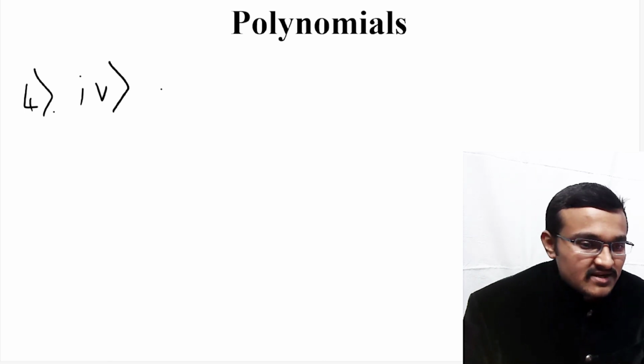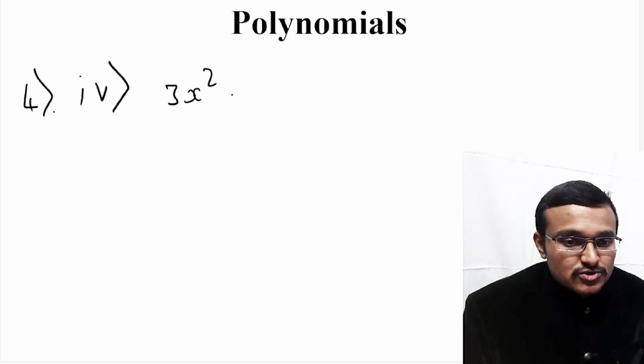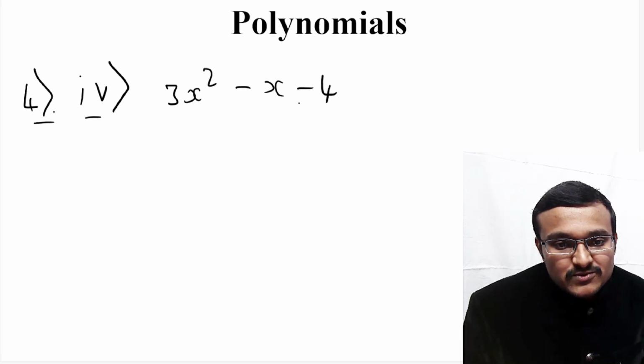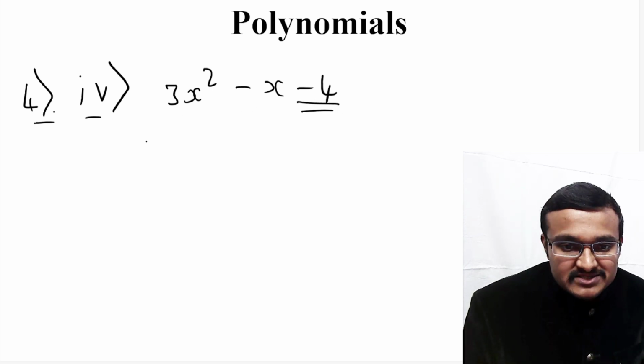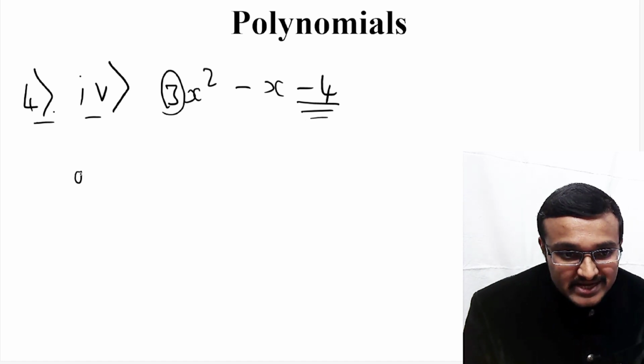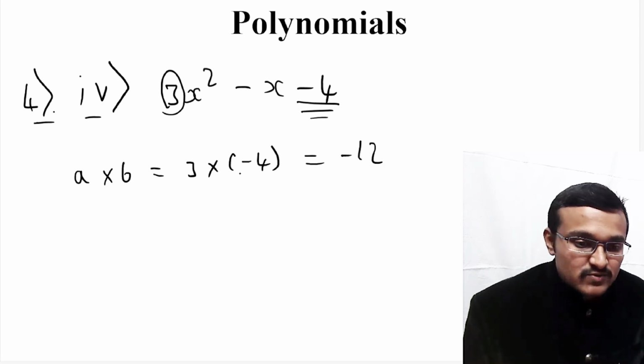I'll solve this fourth question so that you will get a better understanding of this factorization. In the fourth question, you have 3x square minus x minus 4. Here the coefficient of x square is 3 and you have minus 4 as the constant. So a into b is equal to 3 into minus 4, which is minus 12, since plus into minus is minus.